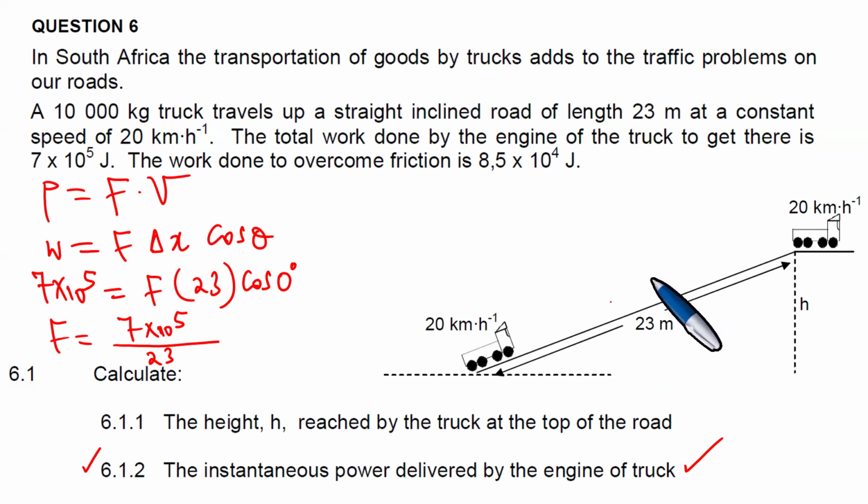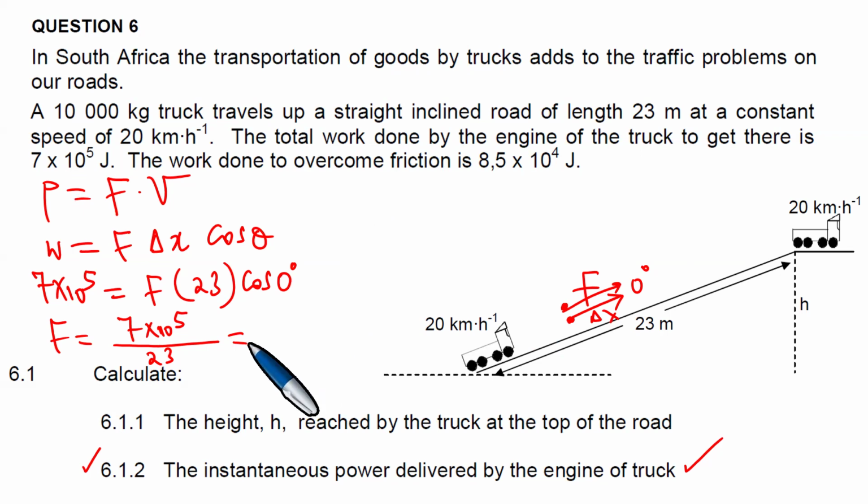Because when the engine of the truck goes up here, we need to understand that the force by the engine of the truck is upwards, and delta x is also upwards, in which case the angle between them is 0 degrees. That is why this is 0 degrees: the engine of the truck is pushing the truck up. The work done by the engine is 7 times 10 to the 5th power, and then we divide.